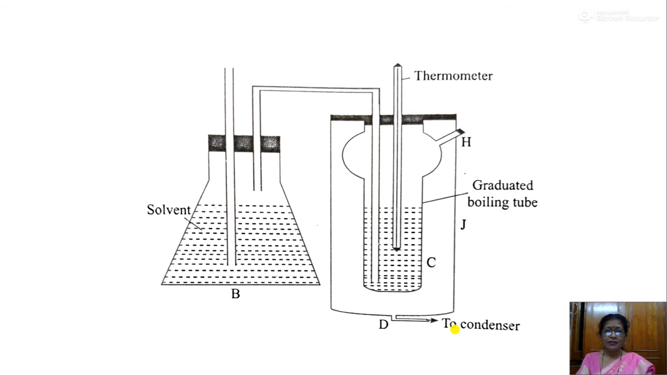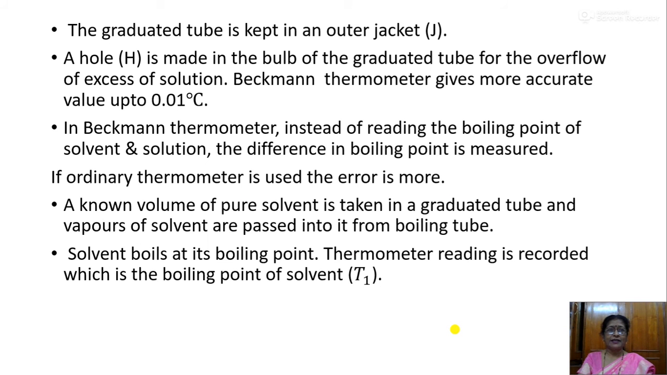Next, the graduated tube is kept in an outer jacket J. See here, the graduated tube is kept inside the outer jacket. A hole H is made in the bulb of the graduated tube for the overflow of excess of solution. Beckmann thermometer gives more accurate value up to 0.01 degree centigrade.